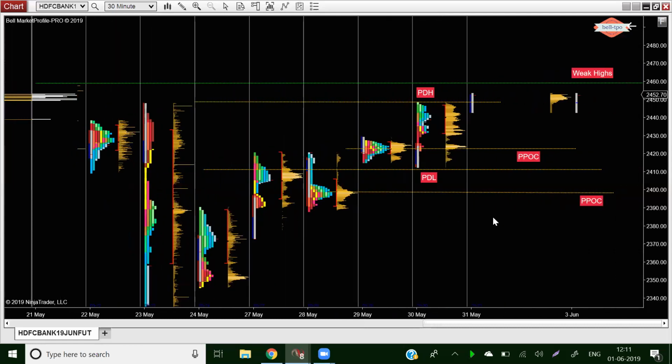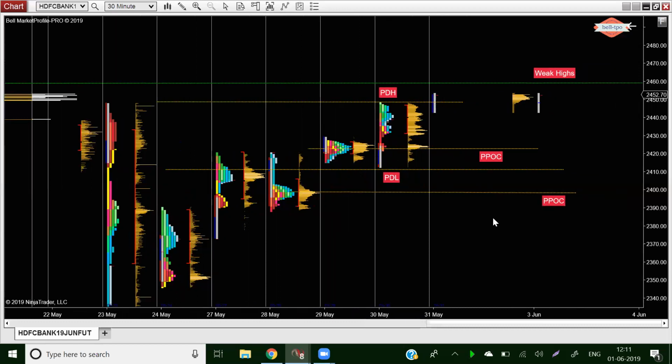But unfortunately or fortunately, something different happened in the market. That's what we are going to see now, how we could anticipate this crash in HDFC Bank. Almost 100 points crash happened. How could we anticipate it via profile charts, and how could you play it?